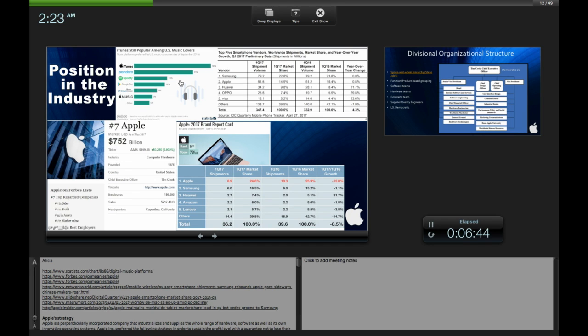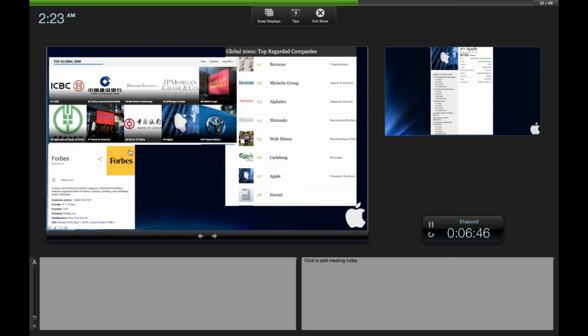Oh, by the way, if she wants to see more about Forbes, which is where the number 7, number 1, number 95, number 4 is at, it's on Forbes, or however it's pronounced. Basically, it's an American business magazine. These are the top 10 companies on the Global 2000, and this is the top regarded companies, where they are number 7.